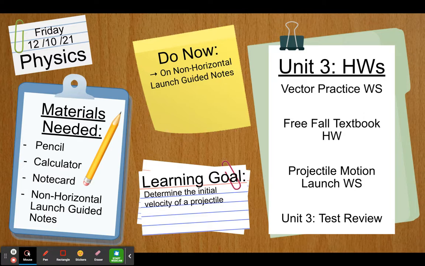We're going to be talking about how to determine the initial velocity of a projectile when that velocity is unknown and we are given the range and the height of that object. So materials that you need out right now are your pencil, calculator, note card, and your non-horizontal launch guided notes from last class. We're going to need to pause the video and take that out.